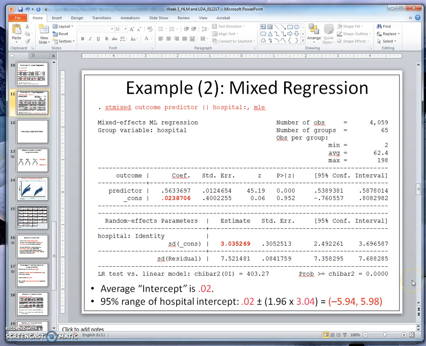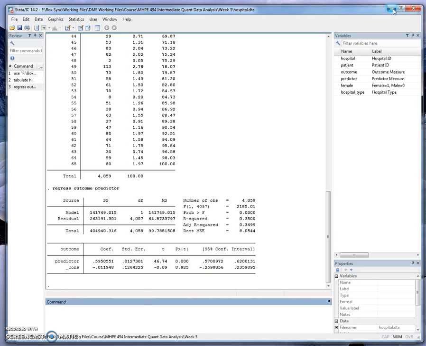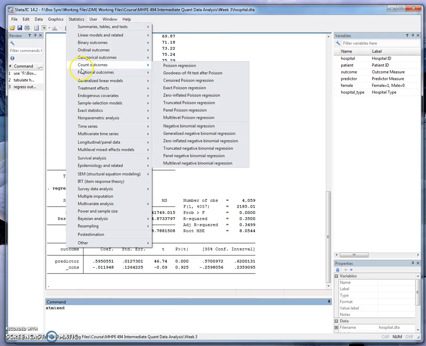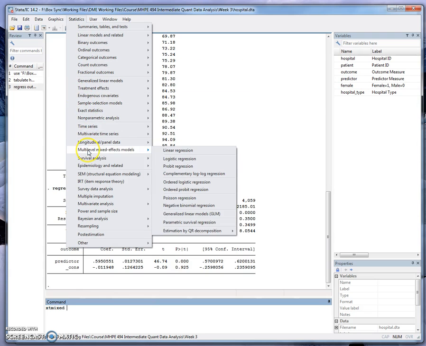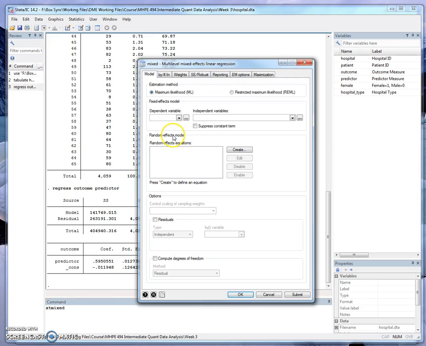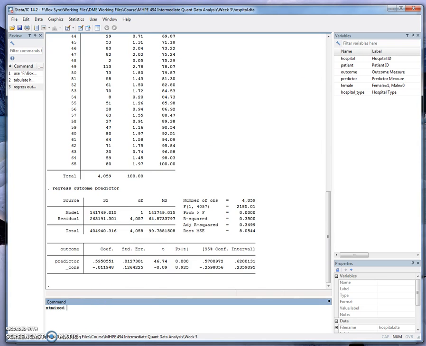So what we have to do is use a mixed regression, and I would use the syntax option in Stata. We're going to use the Stata command called xtmixed. I think it's good for us to start knowing the syntax, so I'll refrain from using the menu options here, but you can go to Statistics, then Multilevel mixed-effects models, and go through it there as well. But let's use the syntax. So xtmixed, and then we have outcome predictor.